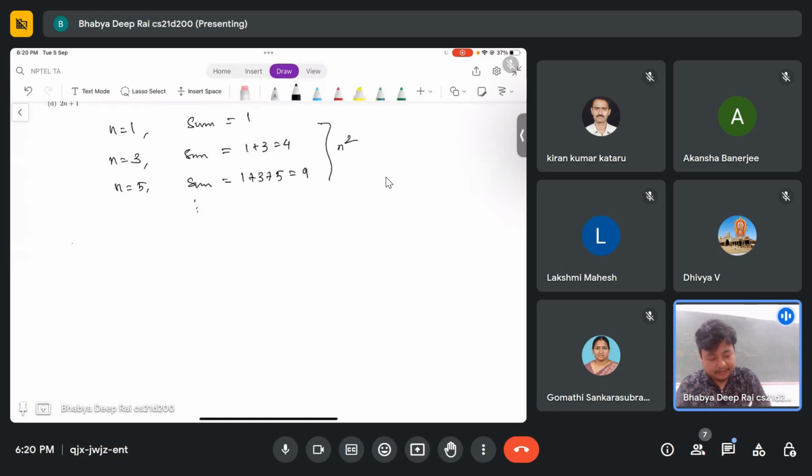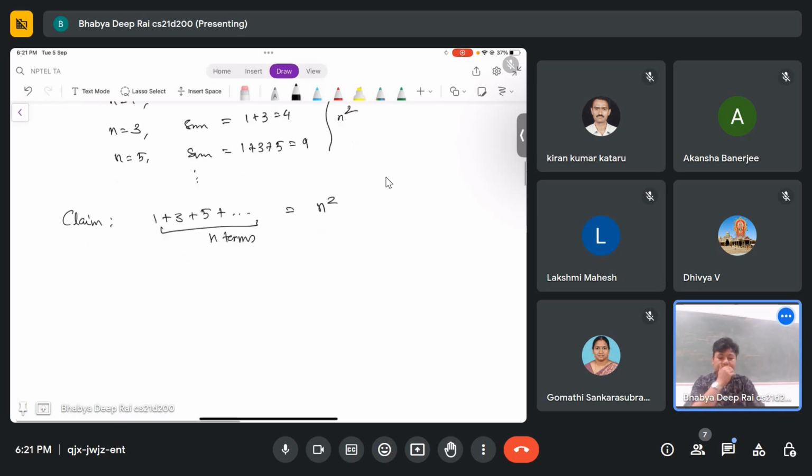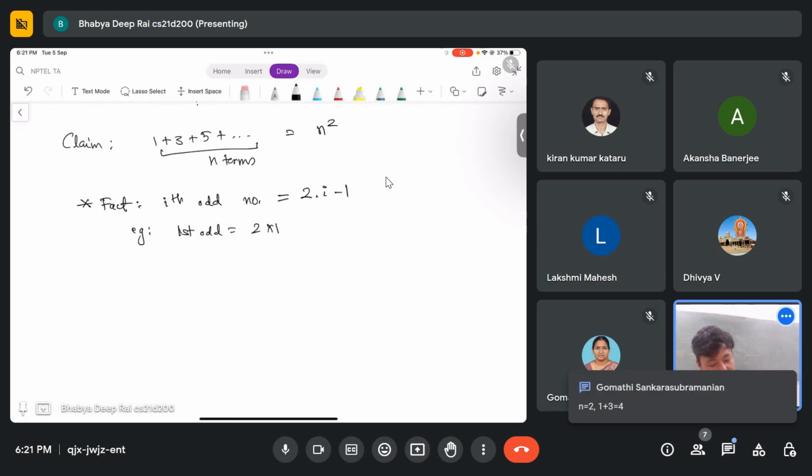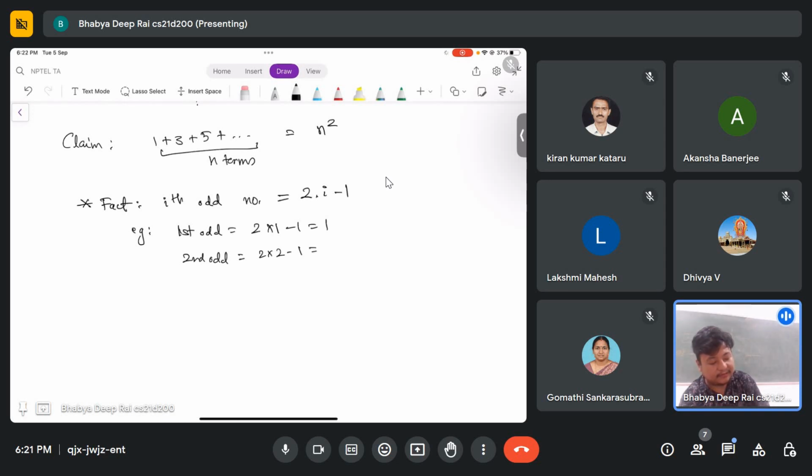So the claim we want to prove is that 1 plus 3 plus 5 and so on, the first n terms, up to the nth odd number, is equal to n square. To prove this, I'll use a fact which you can verify: the ith odd number is given by 2 times i minus 1. This is the formula for generating odd numbers. For example, the first odd number is 2 times 1 minus 1, which equals 1. The second odd number is 2 times 2 minus 1, which is 4 minus 1, 3, and so on.